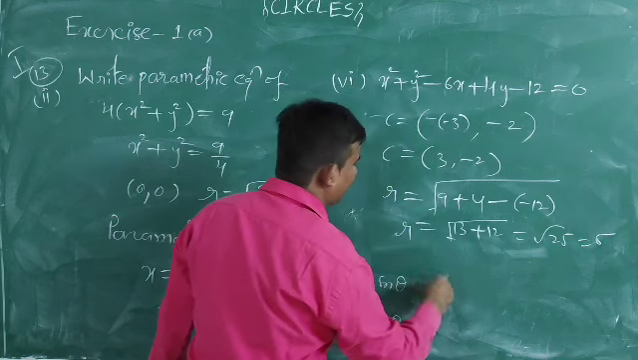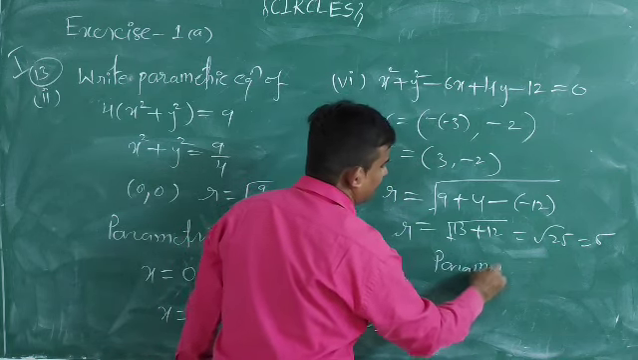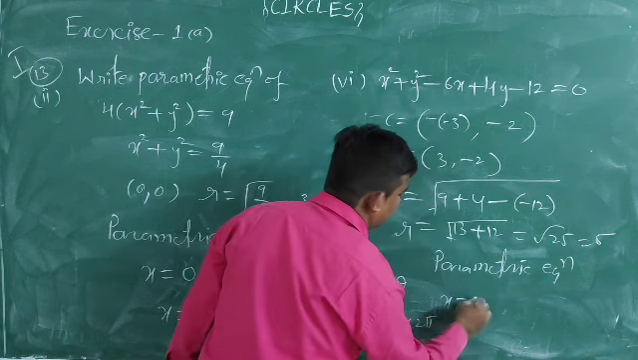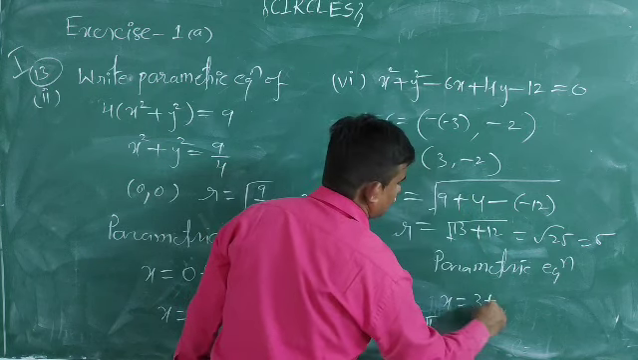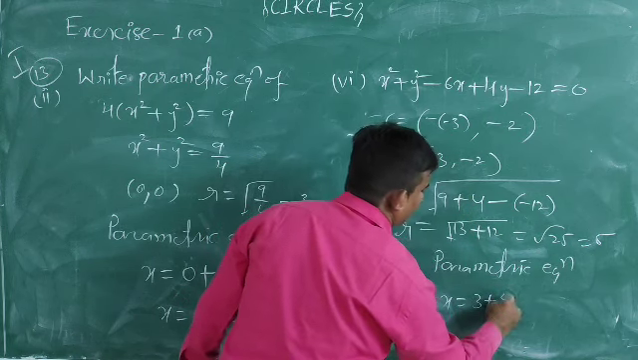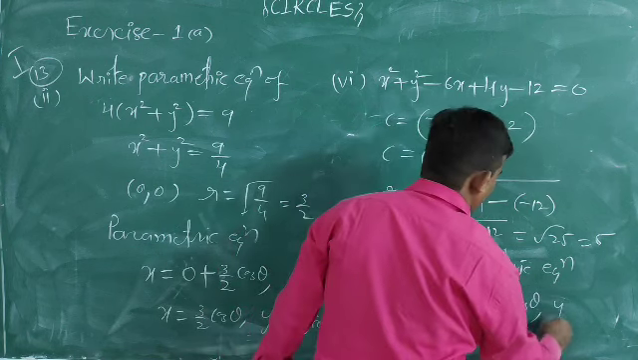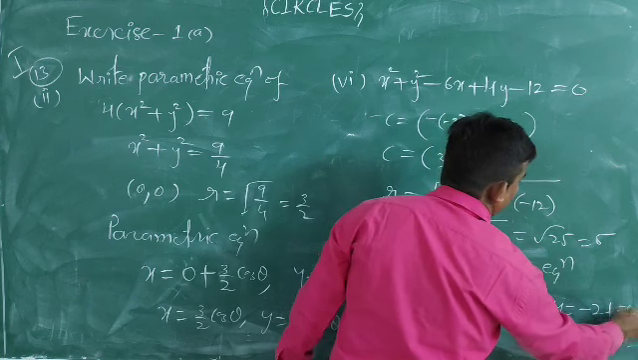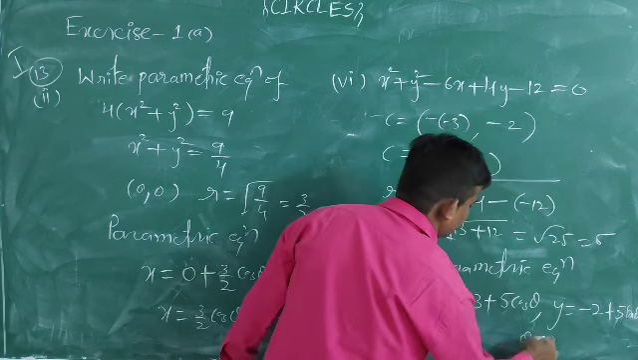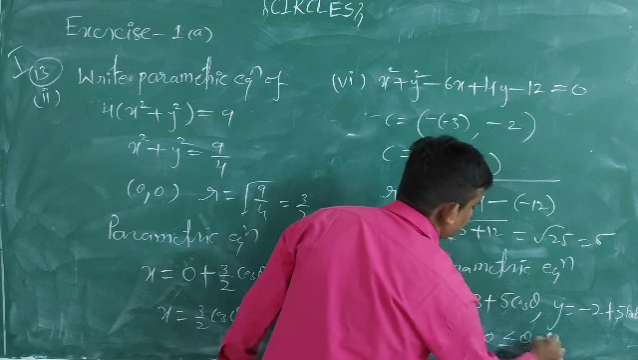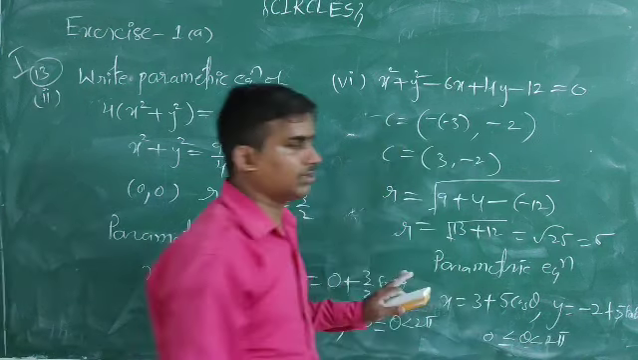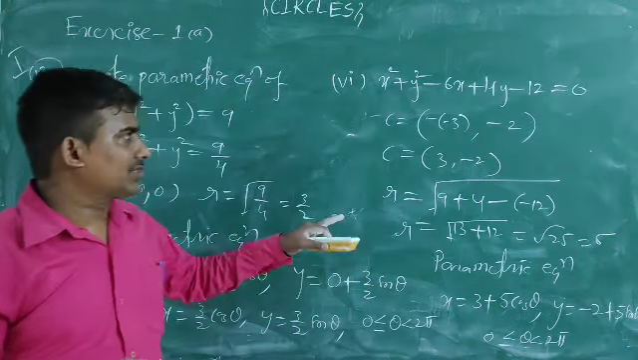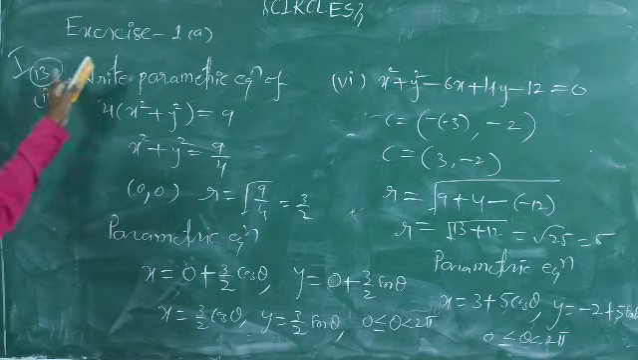R equals 5. Our parametric equations are x equals h plus r cos theta, h means 3, plus r, which is 5, cos theta, we don't know cos theta, and y equals k, which is minus 2, plus r, 5 sin theta. What about theta? Theta lies between 0 to 2 pi. This is the way of concluding the questions. Okay, you have to solve all the remaining questions in this Roman 13th question. Please do it.